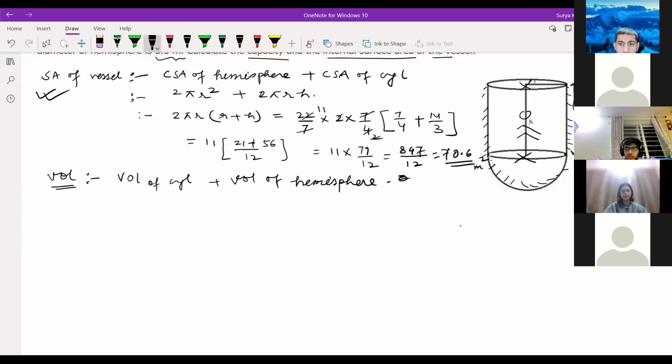Yes, sir. There was one mistake just in the calculation. That's it. Okay. Volume of cylinder is pi r square h plus volume of hemisphere 2 by 3 pi r cube. Then pi r square is common. Sir, I have also sent you the volume, sir. I got it. It was actually simpler than the surface area. No, volume was simpler than the surface area.